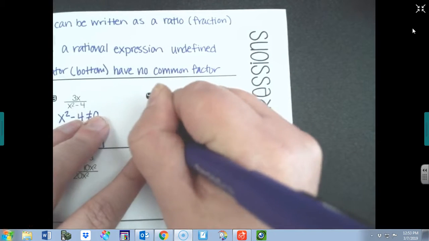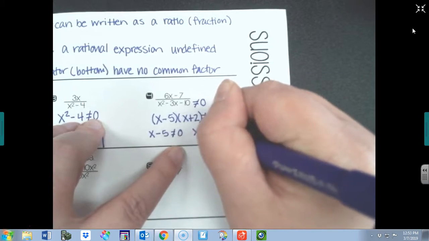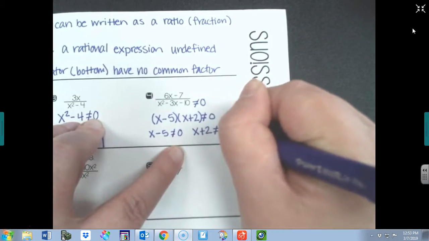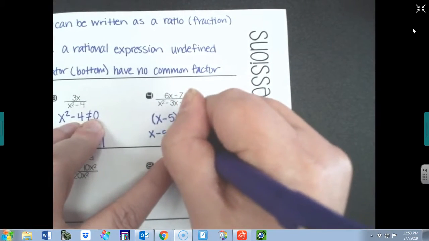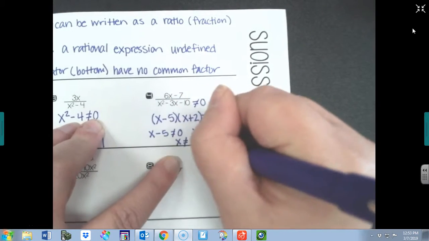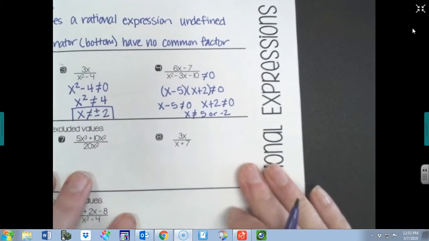So that means x minus 5 cannot equal 0. And x plus 2 cannot equal 0. Therefore, x cannot equal 5 or negative 2. Doesn't work for either of those.